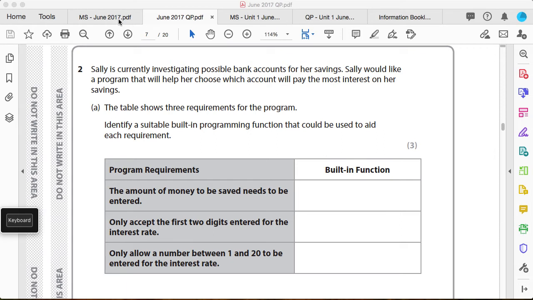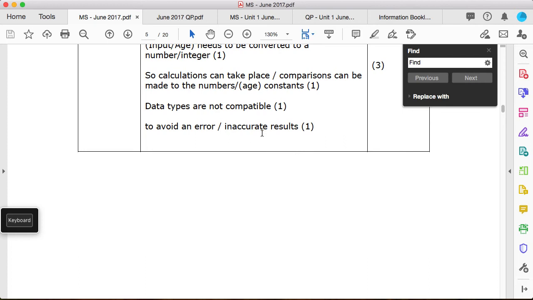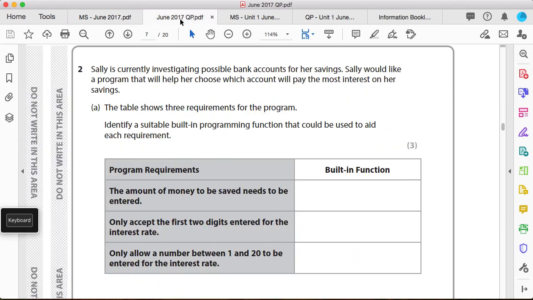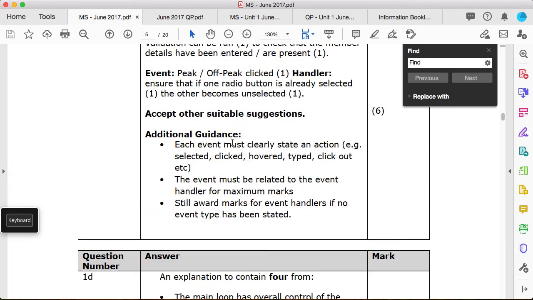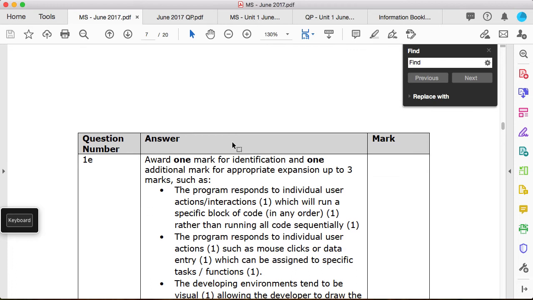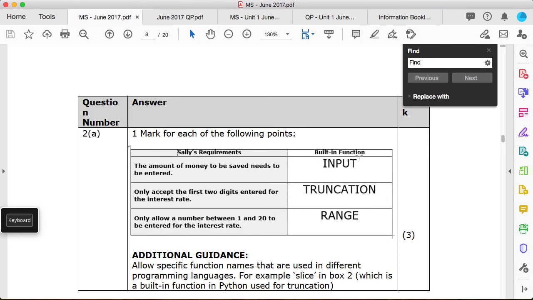Okay, I'm assuming you've taken the time to pause that, and the correct answers are here. Sorry, I actually need to go back to which question that was. Question number 2. Here we are. So the first one is input, because we're taking an input from the user. We're asking them to enter something. The other one is truncation, because we're getting rid of other characters apart from the first 2. And then the range function will be used to determine the numbers between that 1 and 20.